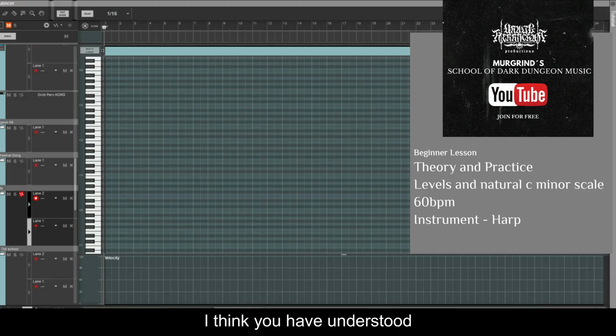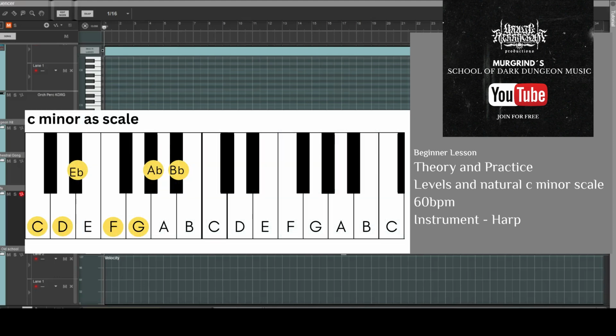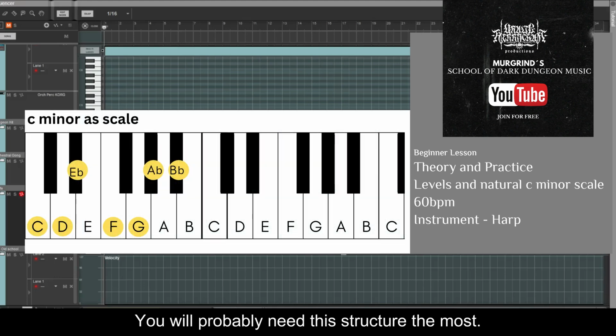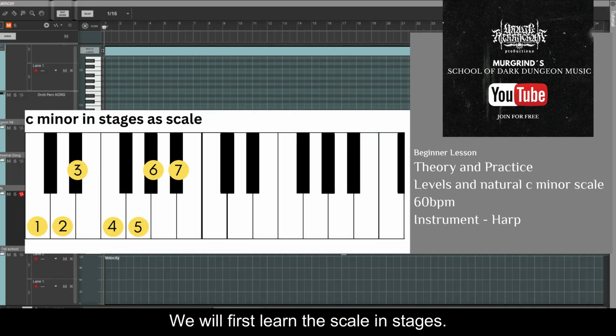I think you have understood that it makes sense to learn specific aspects of music theory so that you can consciously and realize your musical goals much faster. Well then, let's learn the first scale together, the natural minor scale. You will probably need this structure the most. We will first learn the scale in stages.